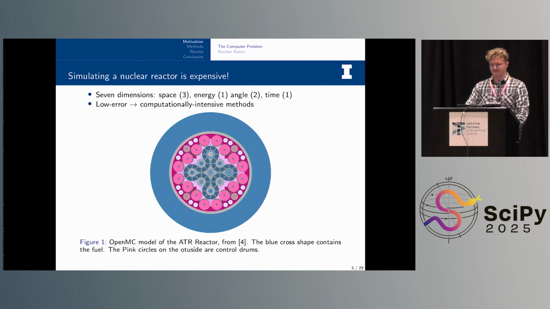This figure is of the Advanced Test Reactor at Idaho National Lab. If you look at this blue cruciform in the center, that is our fuel. Each one of these segments is split up into plates. Each plate contains the fuel element. The pink circles on the outside are the control drums, and then you have all sorts of ports and holes for different instruments and sensors and stuff like that. This is a very complicated geometry. Most reactors don't look like this, but they have similarly complex geometries.